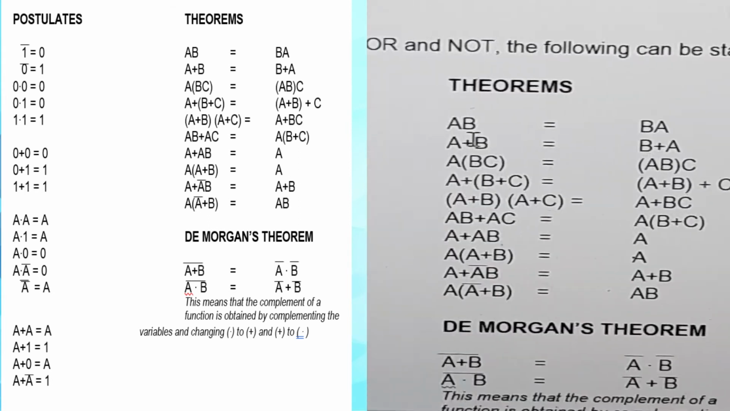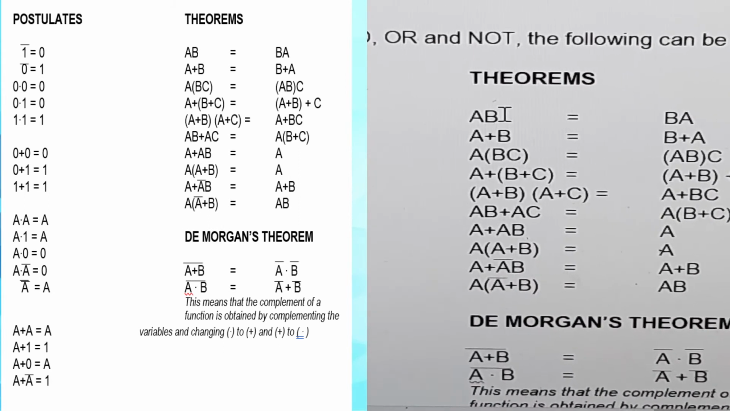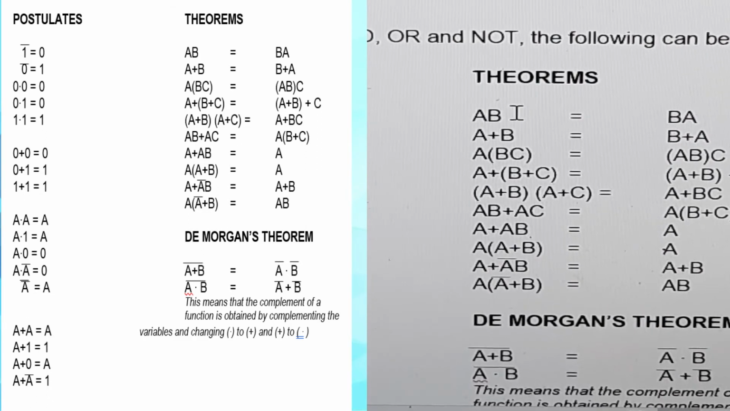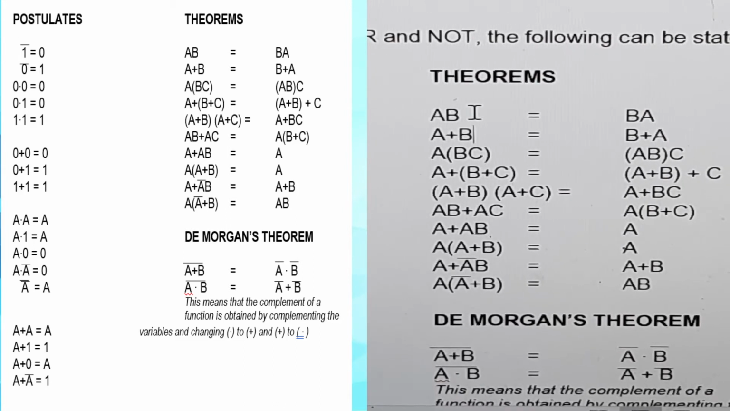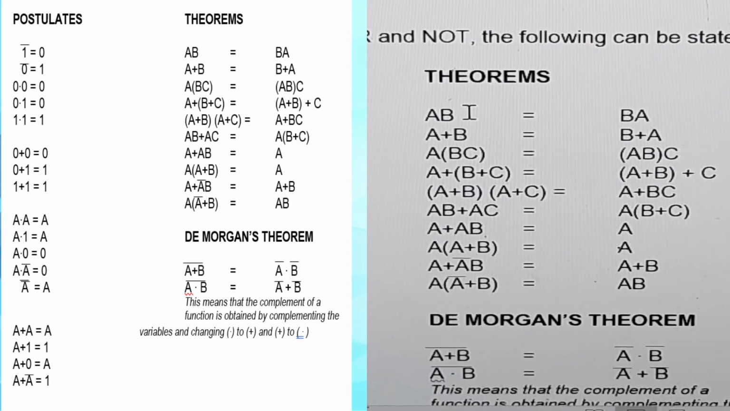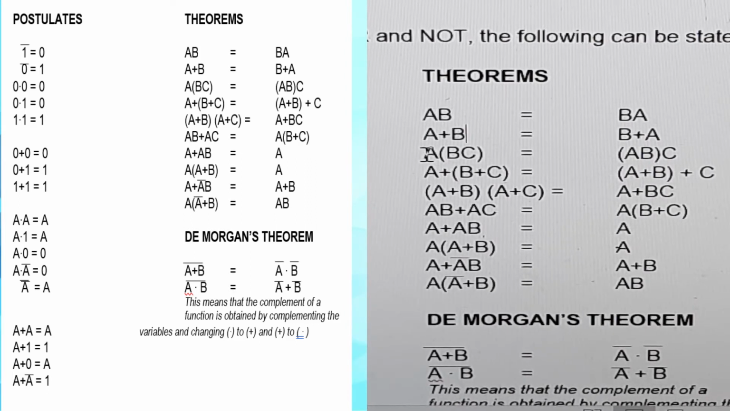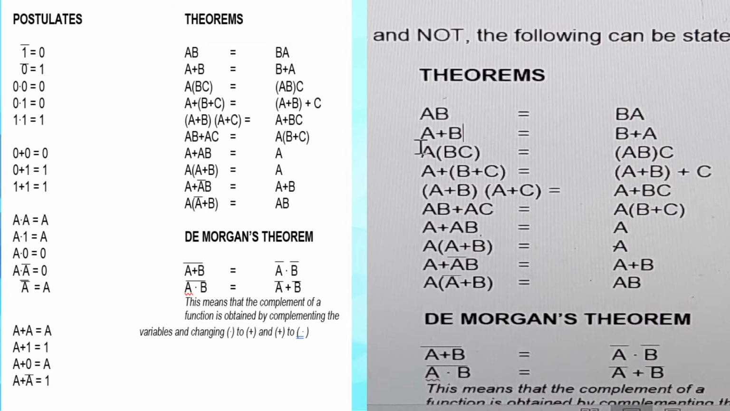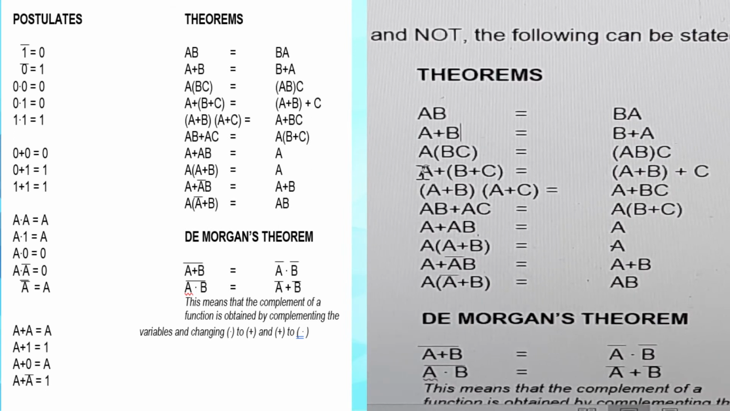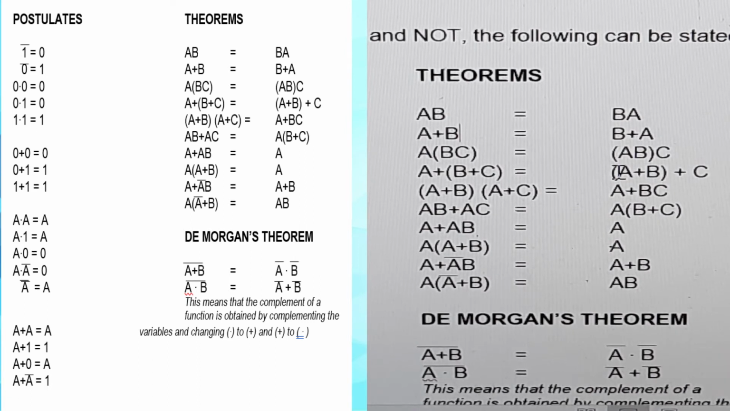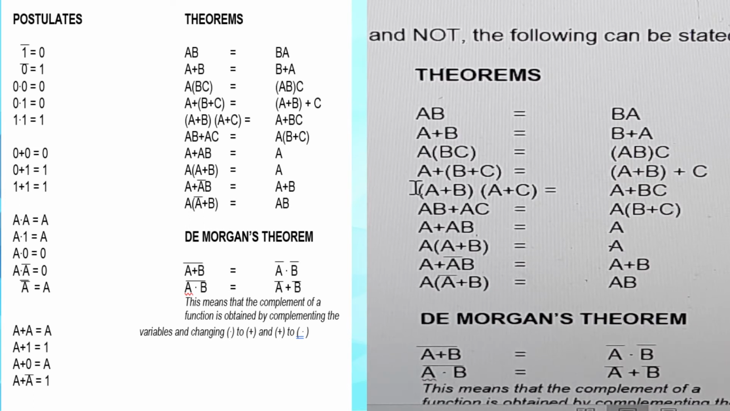The theorems. When you say AB, that is equivalent to B times A. When you say A plus B, it can become B plus A. When you have A times BC, if we multiply that, it can also be A times B times C. Here, A plus the quantity of B plus C can be the quantity of A plus B plus C.